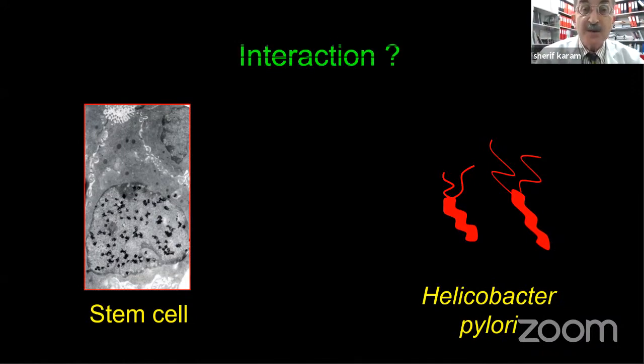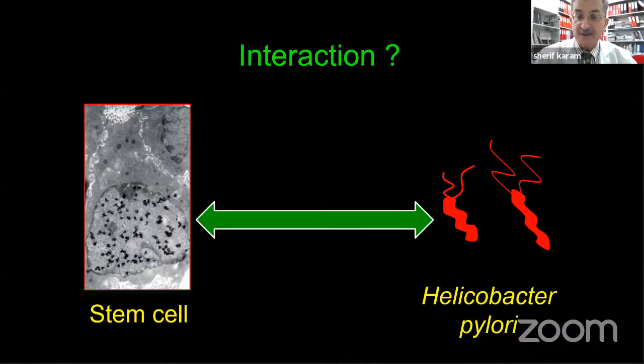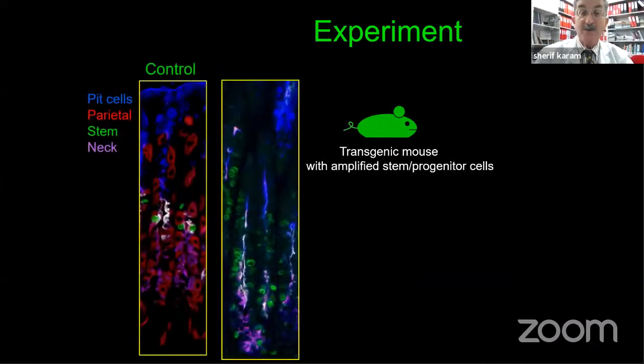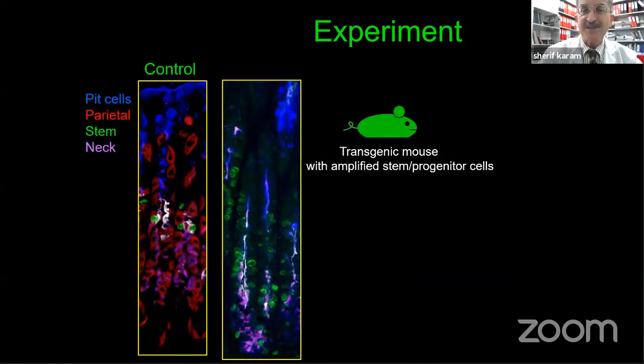We asked the question whether there is any interaction between the stem cells and the Helicobacter pylori in the stomach. To answer this question, it became very easy now with this animal model of amplified progenitor cells. So we designed, again, in collaboration with Jeff Gordon in St. Louis, I had very fruitful collaborations with Professor Jeff Gordon in St. Louis, and I used to visit his lab many times, and we generated several important articles together.